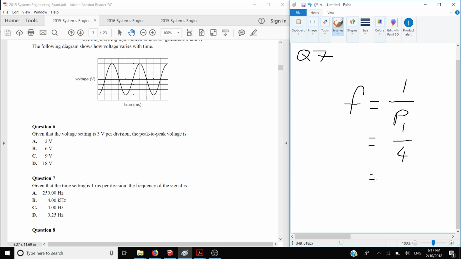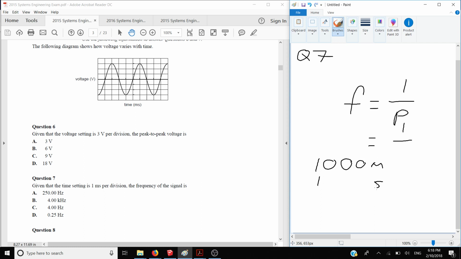Right, but the period is always given in seconds. So how many milliseconds are in a second? Well, hopefully you remember that there are 1,000 milliseconds in a second. Sorry, let me just wind back a little bit. That's 1,000 milliseconds. It's equal to 1 second.